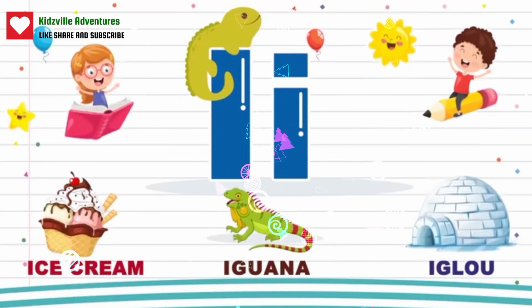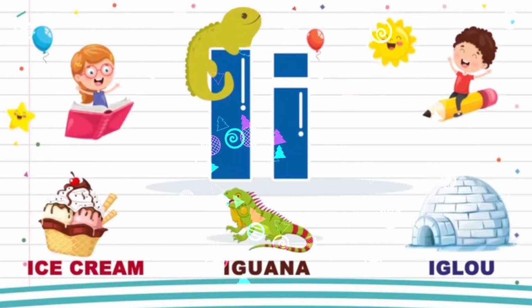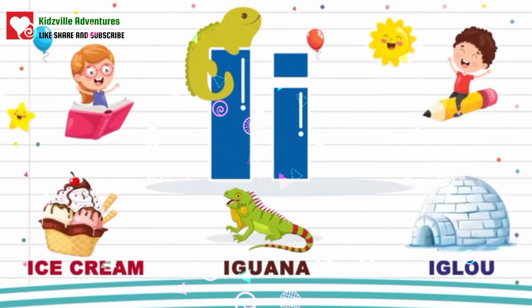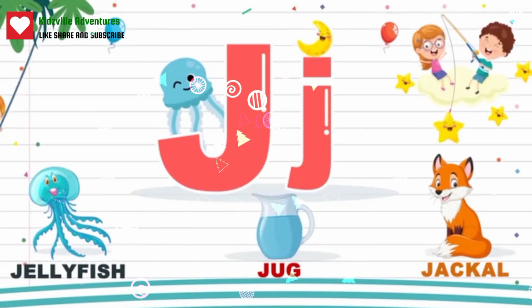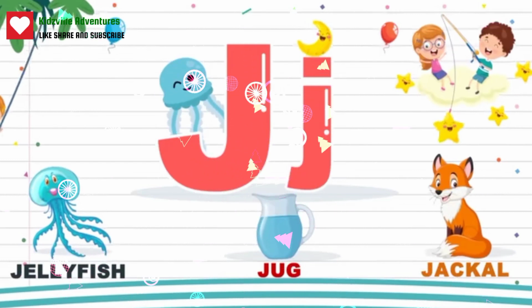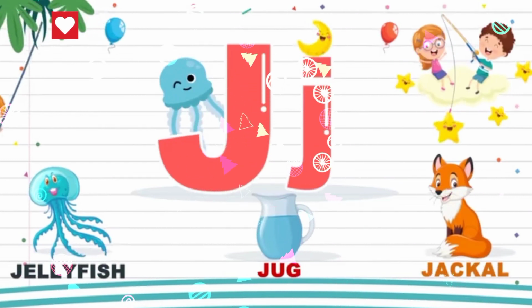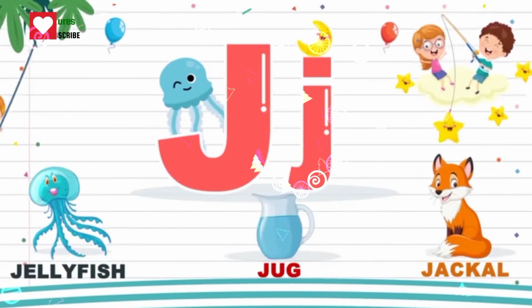I for ice cream. I for iguana. I for igloo. J. J for jellyfish. J for jug. J for jackal.